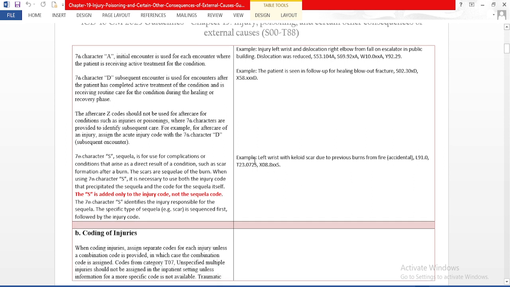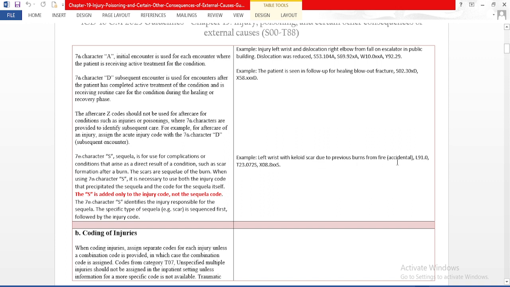Here we have one more example for sequela. The patient has a left wrist keloid scar due to previous burns from a fire, accidental. Based on our guidelines, the specific type of sequela is sequenced first, followed by the injury code. If you see here, due to the burn, the patient has a keloid scar.